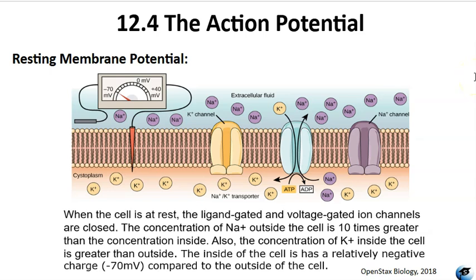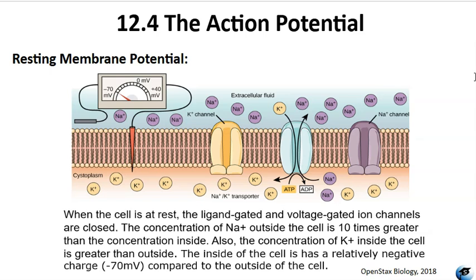Nerve cells, or neurons, maintain a resting membrane potential, which refers to the difference in electrical charge across the cell membrane between the inside and outside of a cell. In a typical diagram like the one shown here, the extracellular fluid is shown above the cytoplasm, and it is separated by the plasma membrane, which consists of a phospholipid bilayer.